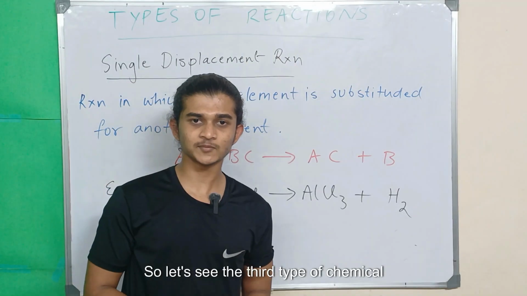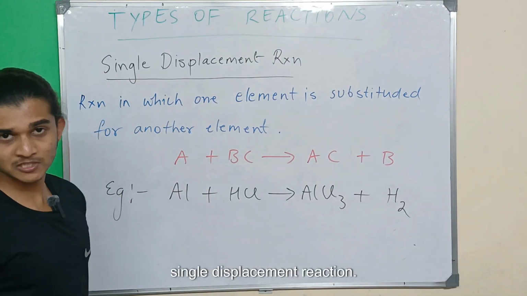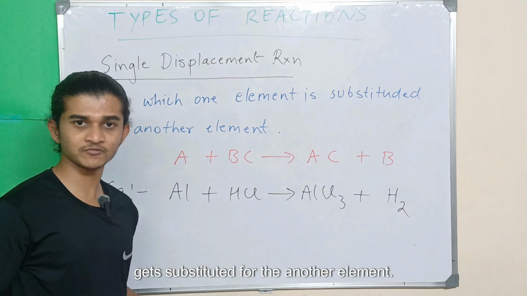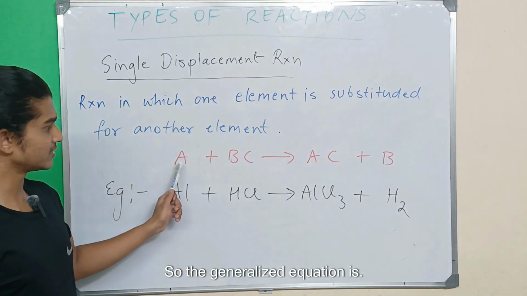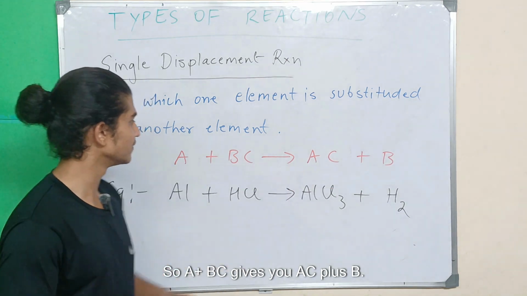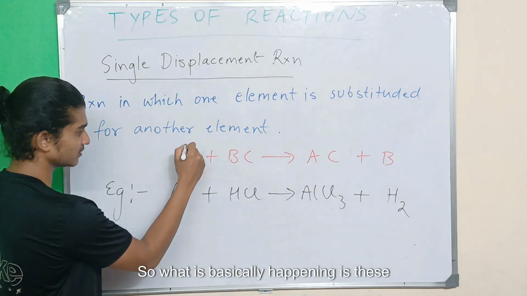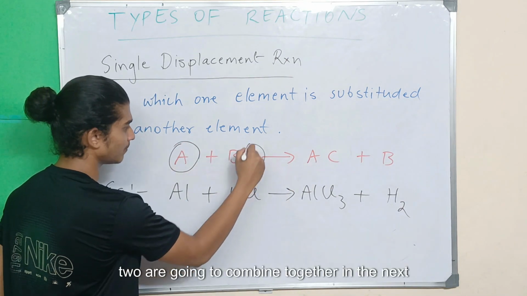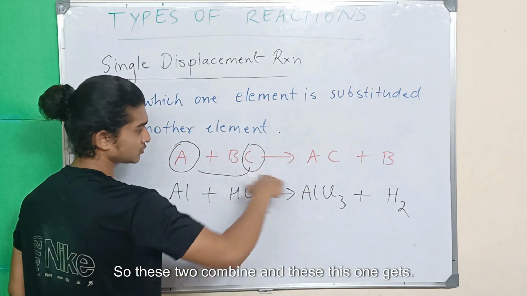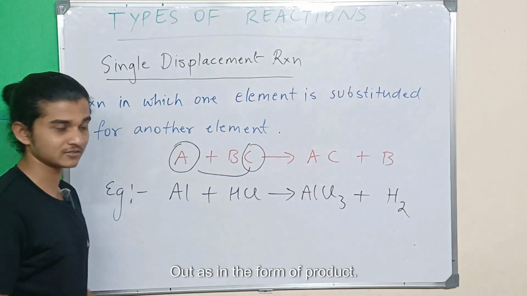Let's see the third type of chemical reaction, single displacement reaction. In this type of reaction, one element gets substituted for another element. So the generalized equation is A plus BC gives you AC plus B. What is basically happening is that A and C are going to combine together on the product side. So these two combine, and this one comes out in the form of a product.